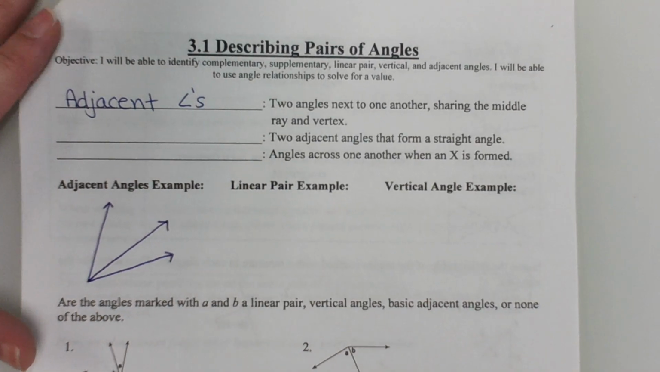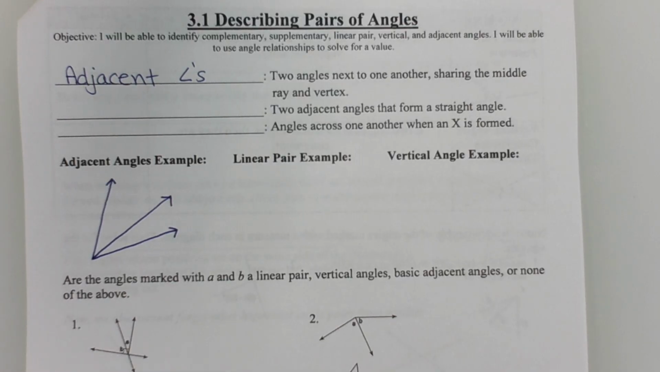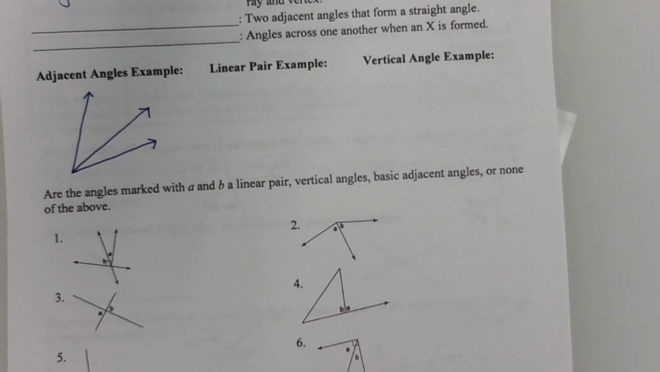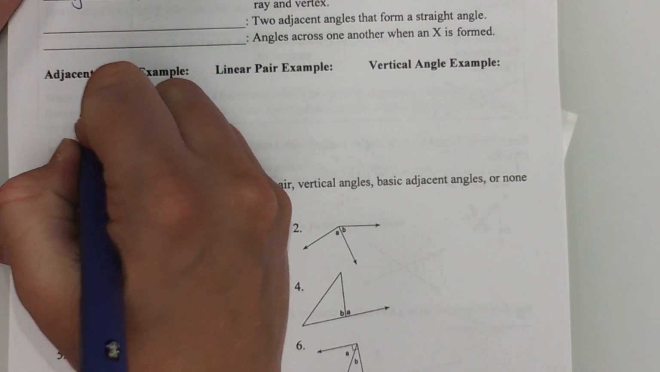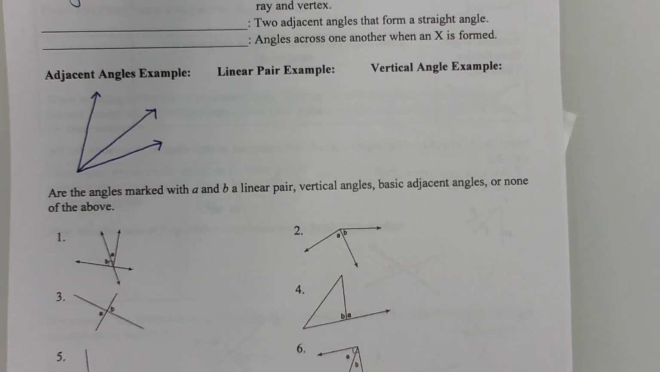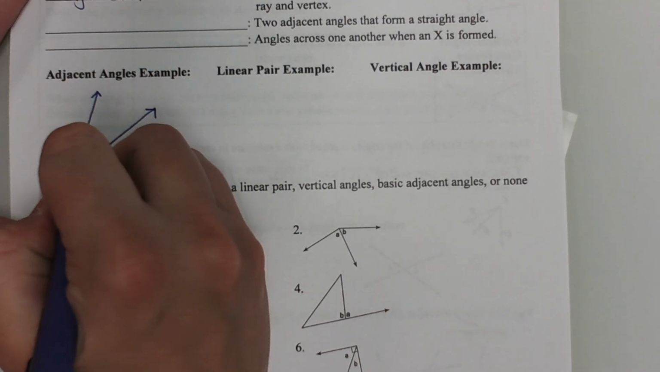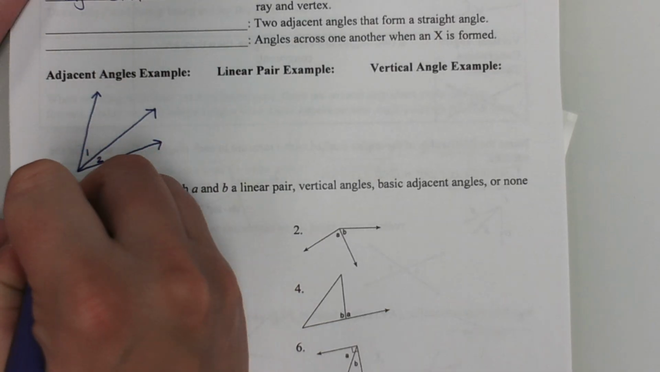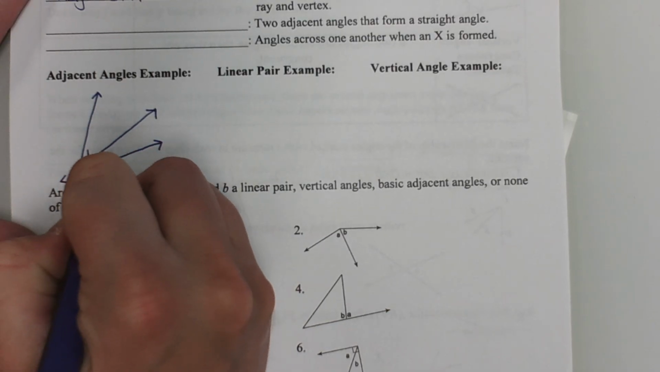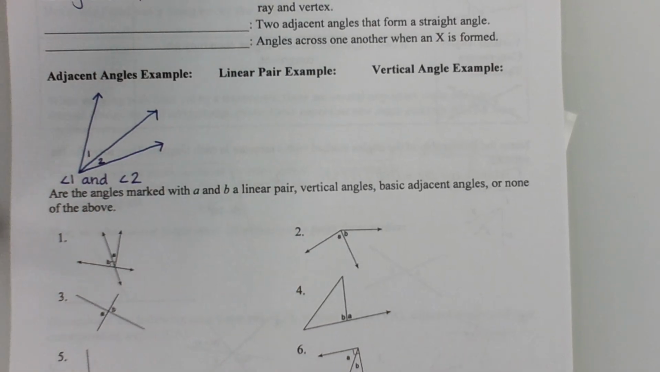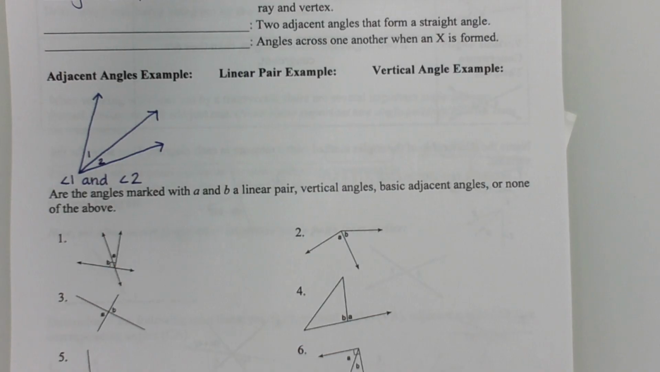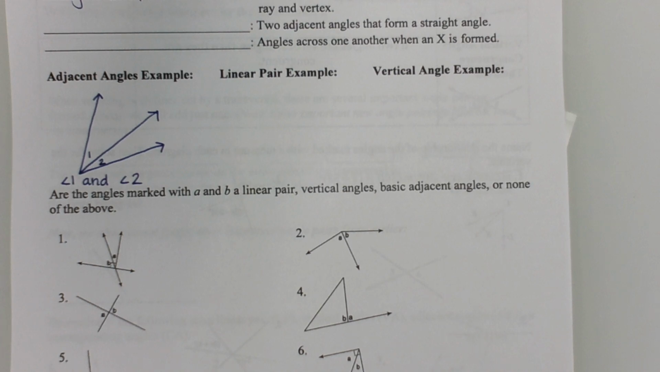Adjacent angles are ones that look like this. They're the two angles that are just kind of sitting right next to one another. We dealt with this type of angle all the way back in chapter 1. Because adjacent angles are when we use that angle addition postulate. We say two angles right next to one another sharing that middle ray can add up together to make the big angle.